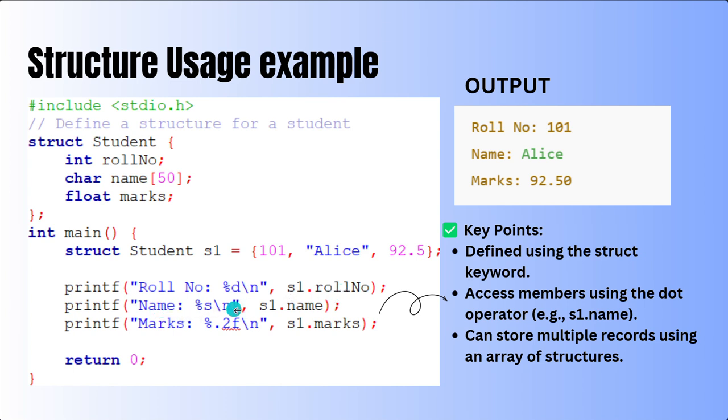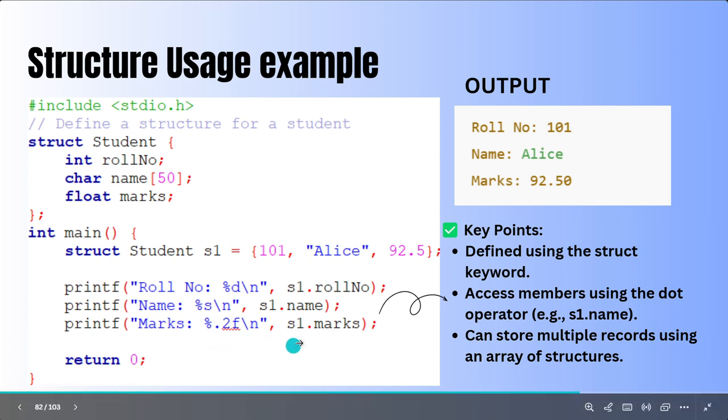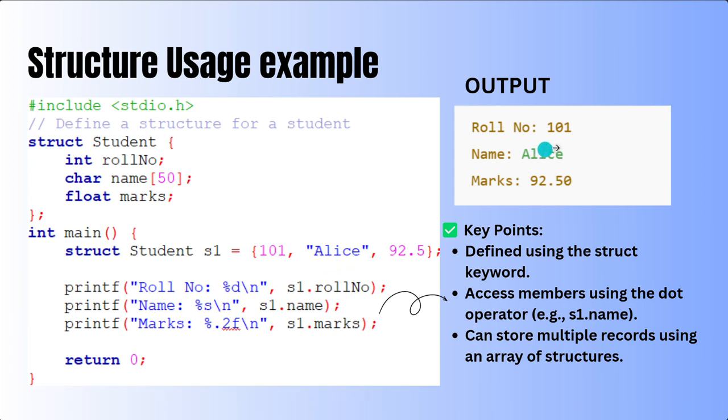And here name %s, s1.name. Here again %.2f, s1.marks. Okay, and this is the output. Here 101 is being printed, name, then Alice is being printed, marks, this is being printed.